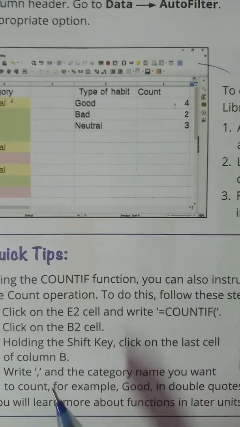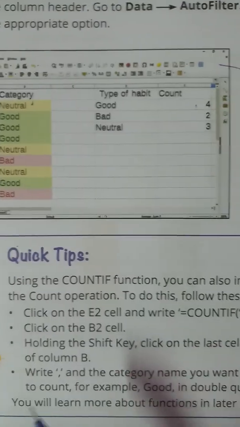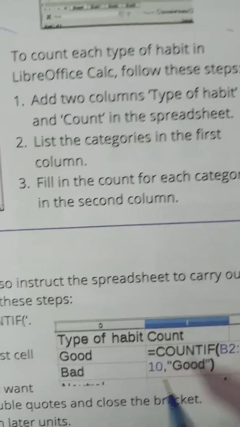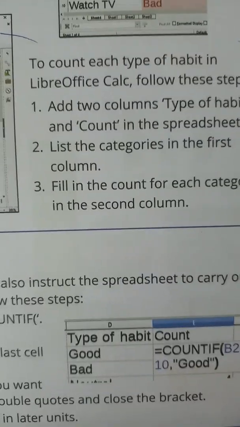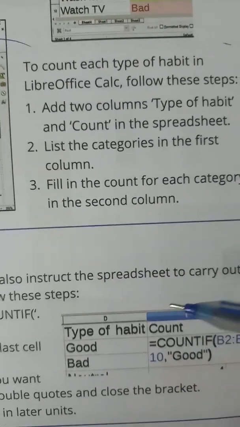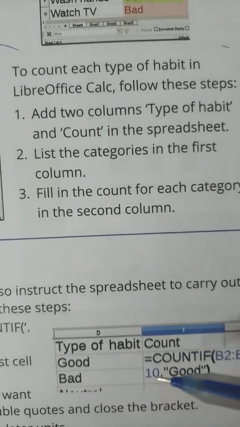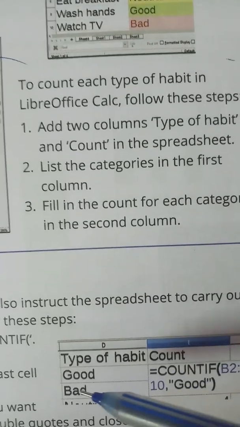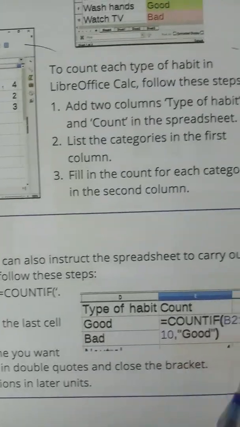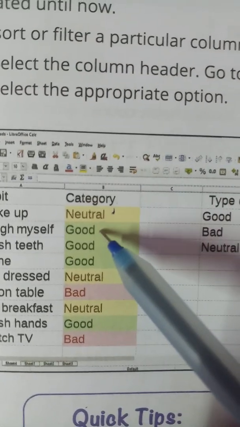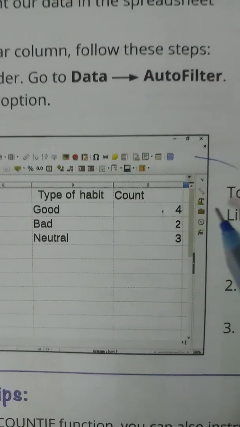Write a comma and the category name you want to count. In double quotation marks you give good. If you need to count the bad, you give bad here. Then close the bracket. Here it will automatically show how many good there are: 1, 2, 3, 4. So 4 good habits.